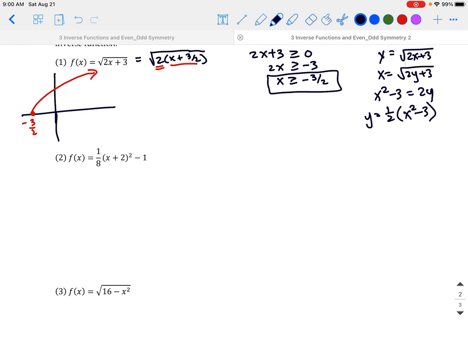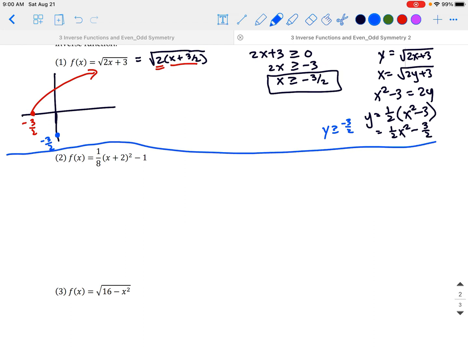And what that is going to give us is a quadratic function. So 1/2 x squared minus 3/2, where our vertex is at negative 3/2. And because x is greater than that, y is going to have to be greater than that. So we'll note that y is going to be greater than or equal to negative 3/2 for the inverse function, because the domain and range switch. So that means we're going to get the positive half of that square root function. So no restriction necessary here, but we might want to notice how the domain and ranges switch for these functions.